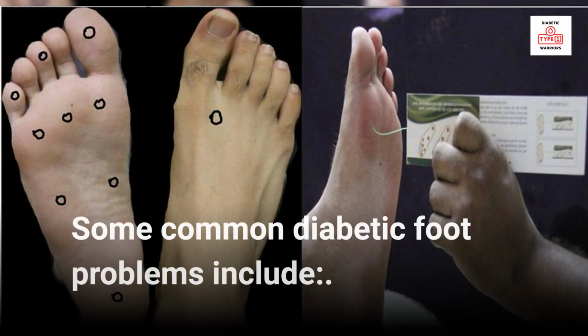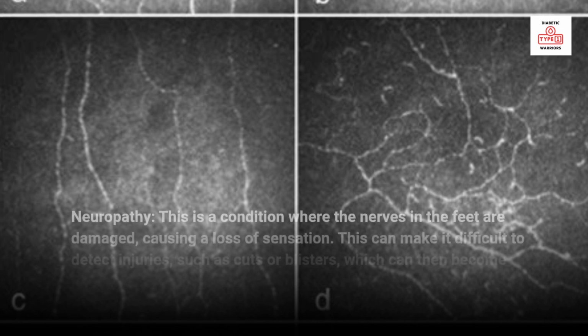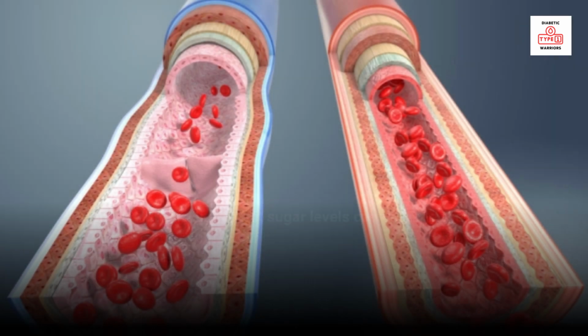Some common diabetic foot problems include neuropathy. This is a condition where the nerves in the feet are damaged, causing a loss of sensation. This can make it difficult to detect injuries, such as cuts or blisters, which can then become infected and lead to more serious problems.